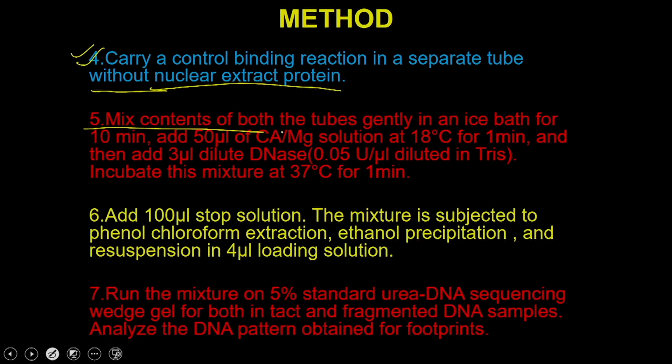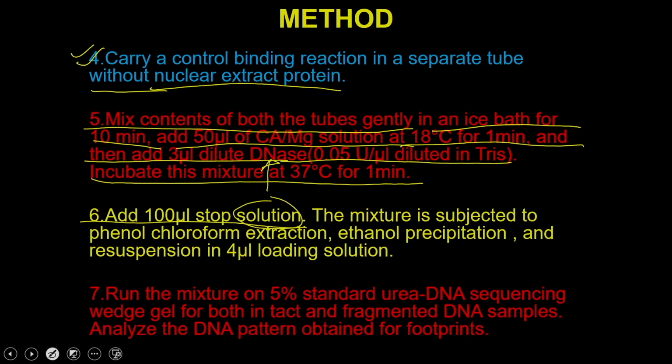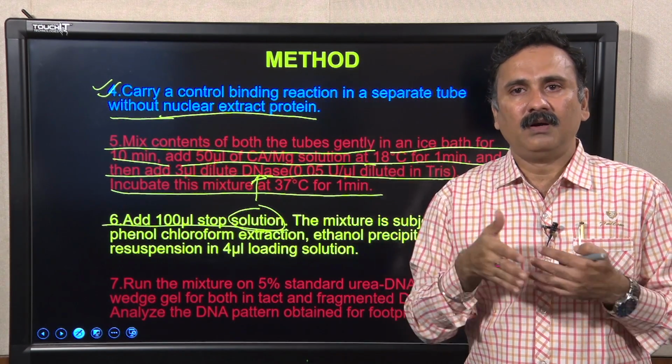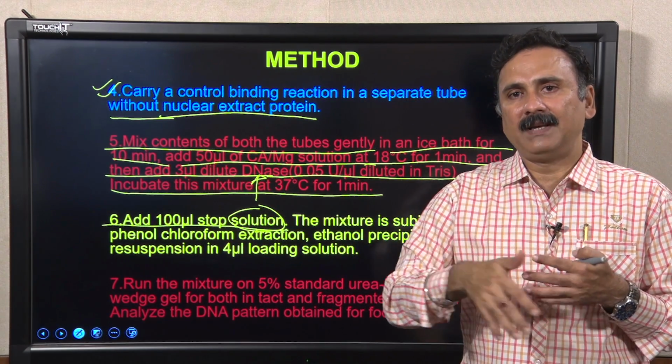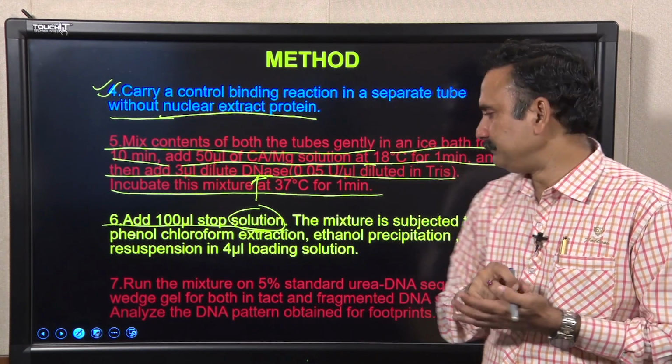Now, you mix the contents of both the tubes gently in an ice bath for 10 minutes and add 50 microliter of calcium magnesium solution at 18 degrees for 1 minute and then add 3 microliter of DNase. Incubate this mixture at 37 degrees Celsius for 1 minute. Then you add the stop solution so that you will be able to stop the activity of the DNase, so that you do just a limited DNase activity, which means you do not allow the DNase to cut the DNA for a very long time. Otherwise the DNase is going to cut the DNA completely and you will not be able to see the fragments.